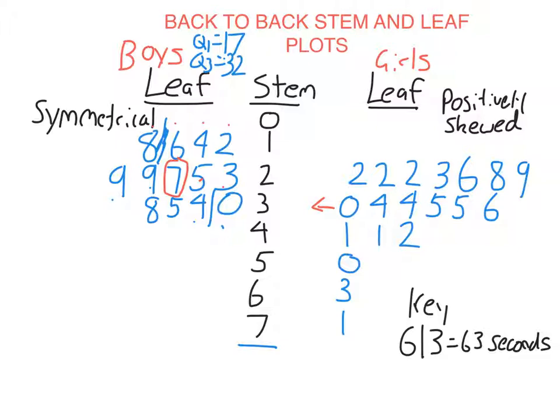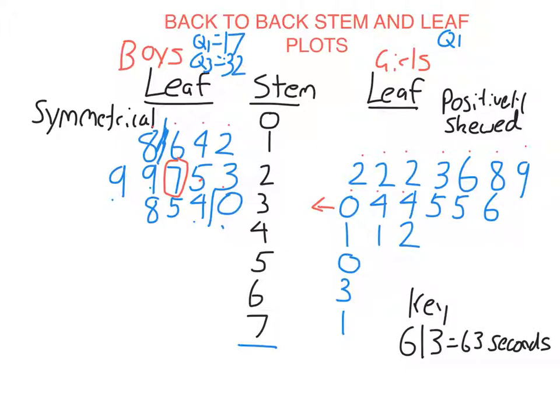We'll do the same for girls. There are a different number of scores here, but that doesn't mean we can't compare them. There are actually 19 scores for girls. So the median will be the 10th score. We start counting from either direction, it doesn't matter.